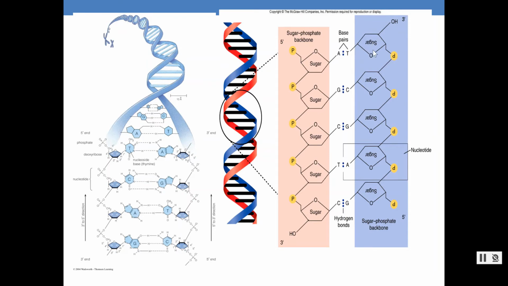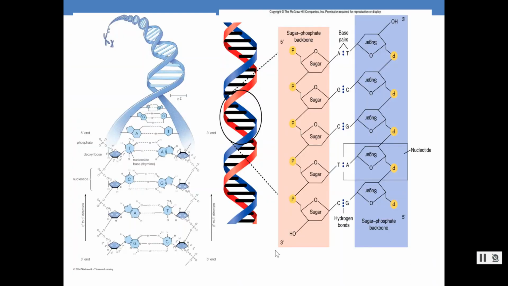So which end is the 3' end? Here's my 3' end, and here's my 5' end. So 5' to 3' here, 3' to 5'. This is that statement where we said DNA runs 5' to 3' and it runs anti-parallel. The strands are running parallel to one another, but because that 3' and 5' is opposite, it is referred to as anti-parallel.